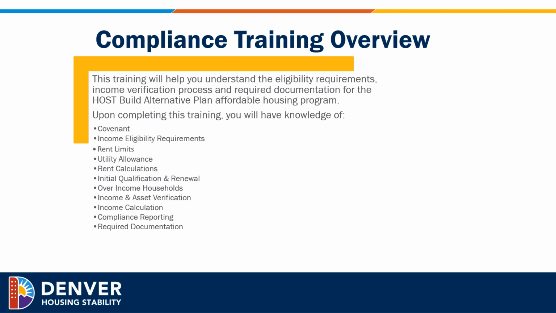This training will help you understand the eligibility requirements, income verification process, and required documentation for the Build Alternative Plan Affordable Housing Program. Upon completing this training, you will have knowledge of our covenant, income eligibility requirements, rent limits, utility allowance, rent calculations, initial qualification and renewal, over-income households, income and asset verification, income calculation, compliance reporting, and our required documentation.